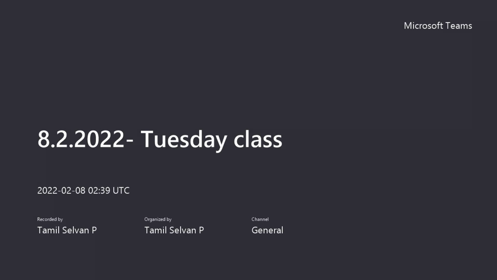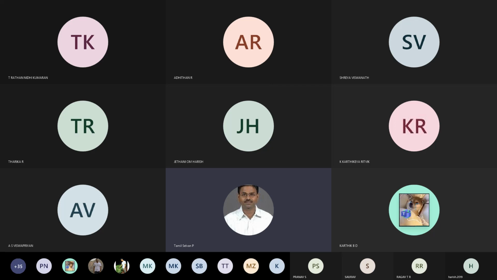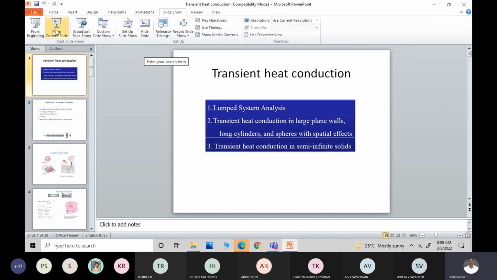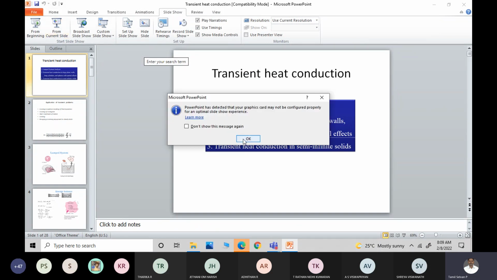System and all, right? Newtonian heating, Newtonian cooling and all. Can anyone briefly say it? Say it. What is a lumped parameter system? What is Newtonian heating? What is Newtonian cooling?